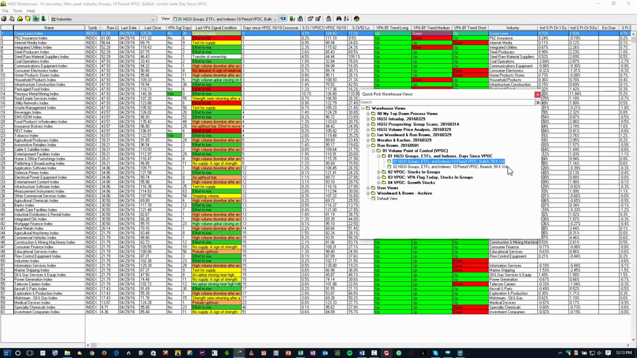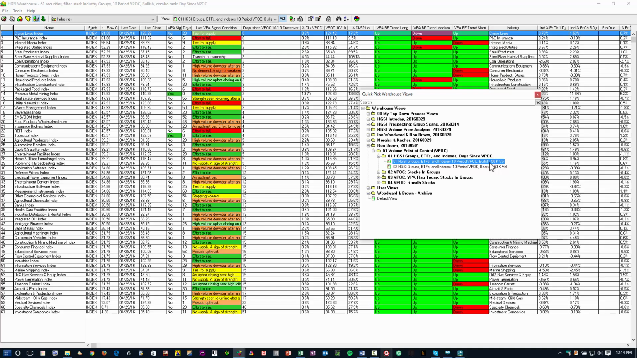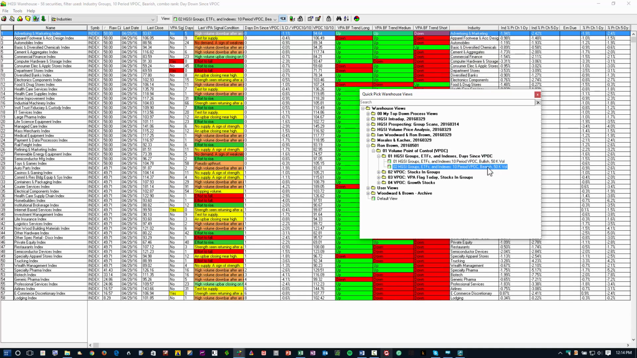Now notice that I have the amount of volume listed in this view. It's 50,000 based upon a 90-day moving average. 50,000 on the indexes because some of the indexes don't have a lot of volume, and anything below that I didn't think was worth looking at. But you can see that based upon the positive crossovers, there are 61 of these, and there are 58 that are negative.